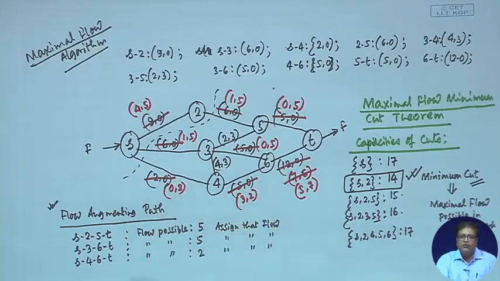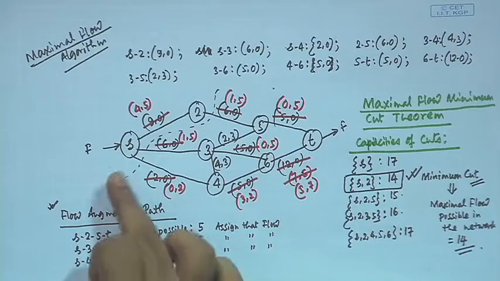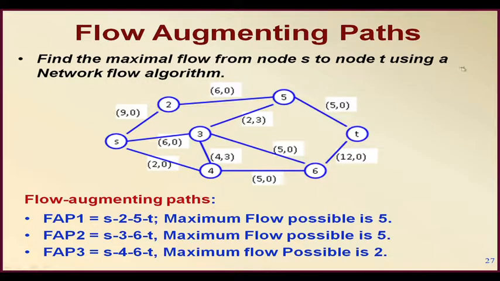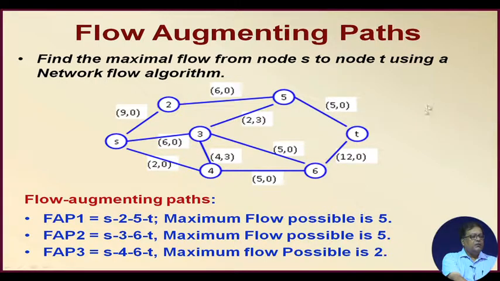So, you can reverse it. In that sense, the reverse flow capacity is now 2, because the flow of 2 is assigned through this arc. Look at the slide, exactly that is what is done here: flow augmenting paths are identified, and these are the 3 flow augmenting paths that I have already drawn for you: S-2-5-T, S-3-6-T and S-4-6-T, and these are the maximum possible flows. Alright.